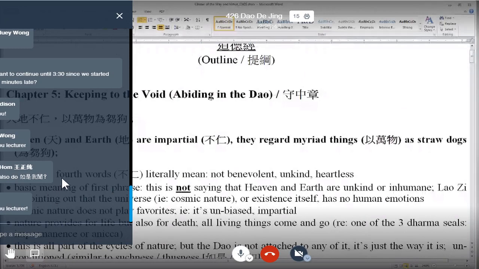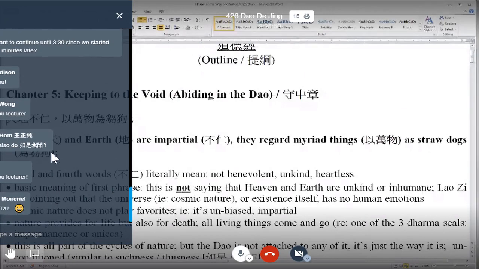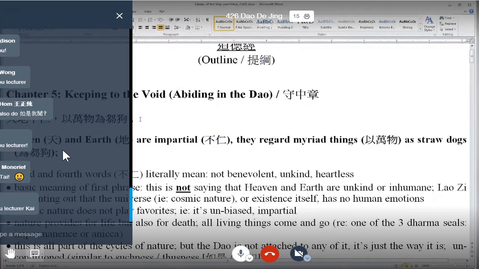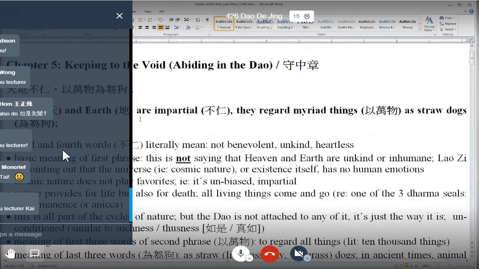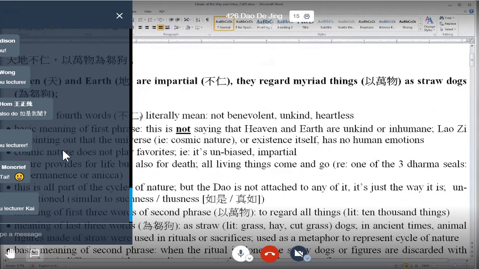Jessica's asking if you can also do 如是我闻 and 心经. We did the Xing Jing already. Ty, we have it, right? Didn't we do it from the 心理心法 point of view?